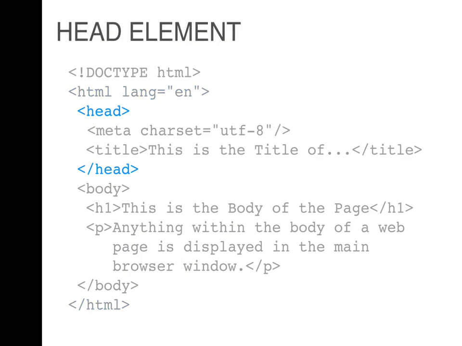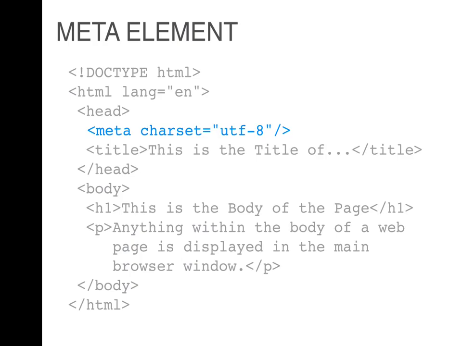And then we have the head. So everything between the open and close head tags are information about the web page that typically don't show up in the actual web page in the browser. So some examples is the meta element. Meta element's a little strange. Notice it doesn't have a closing tag. So it's what's called a self-closing element, and it's got a space and a slash at the end of it.